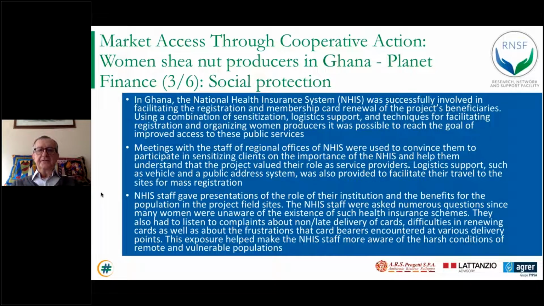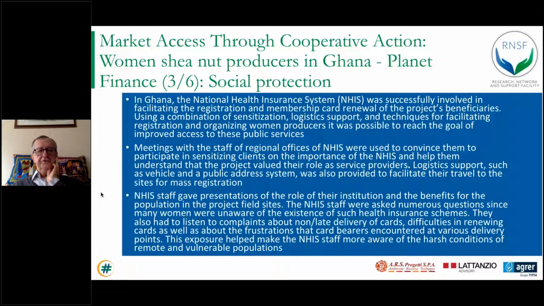So meetings with the staff of the insurance scheme were organized at regional offices to convince them to participate in sensitizing clients on the importance of the insurance schemes, and to help them understand that the project valued their role as service providers. They were provided with logistic support such as a vehicle and a public address system. They were facilitated in their travel to the sites for mass registrations.